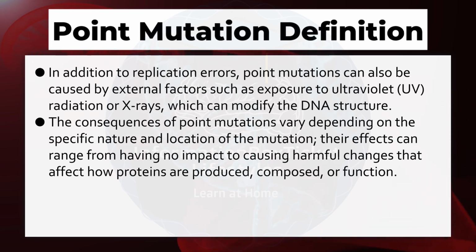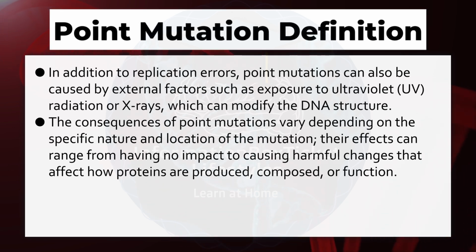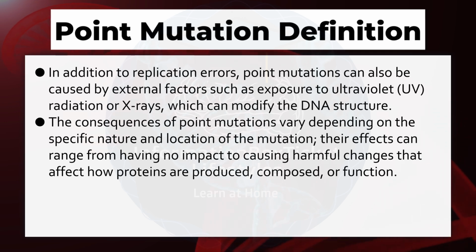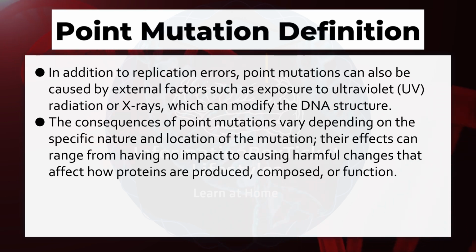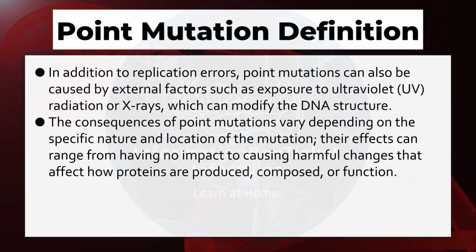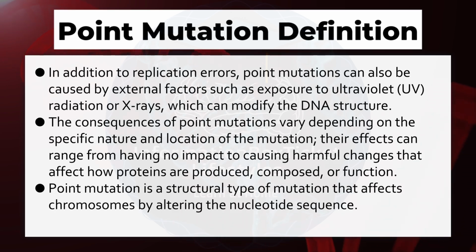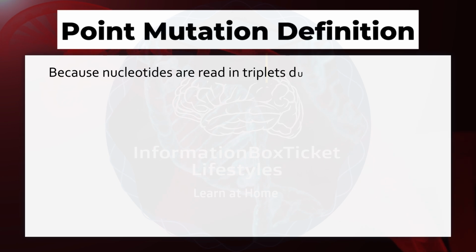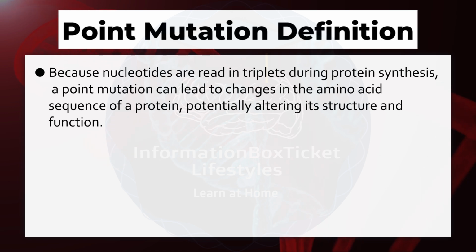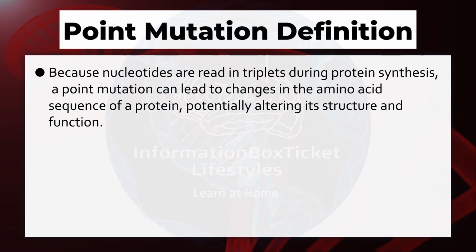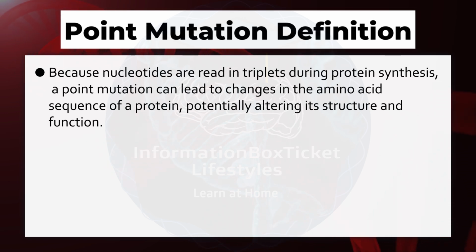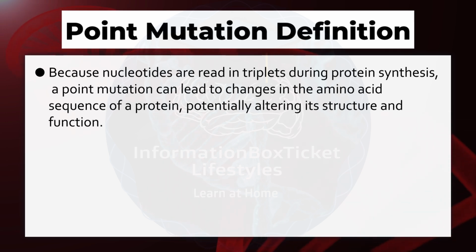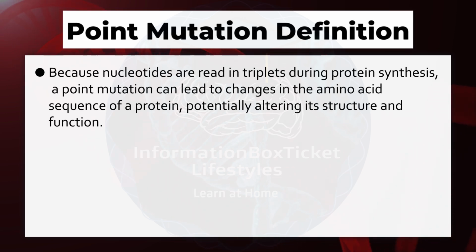Their effects can range from having no impact to causing harmful changes that affect how proteins are produced, composed, or function. Point mutation is a structural type of mutation that affects chromosomes by altering the nucleotide sequence. Because nucleotides are read in triplets during protein synthesis, a point mutation can lead to changes in the amino acid sequence of a protein, potentially altering its structure and function.